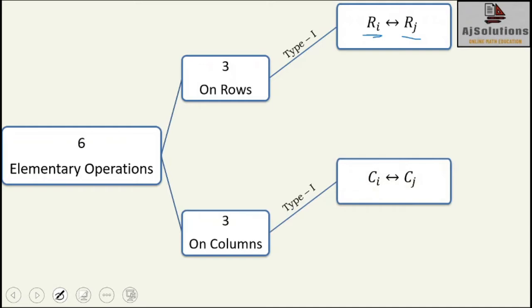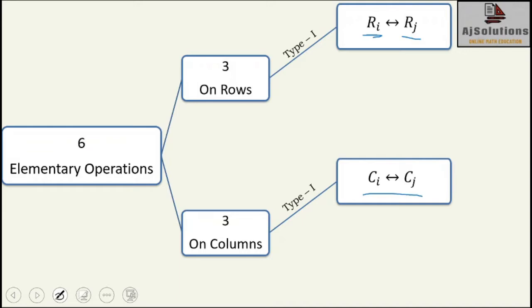So this denotes interchange of ith and jth column of the matrix, where Ci denotes ith column and Cj denotes jth column. After applying this transformation, the new matrix obtained has ith column as jth column of old matrix and jth column as ith column of old matrix, and all other columns remain as they are.